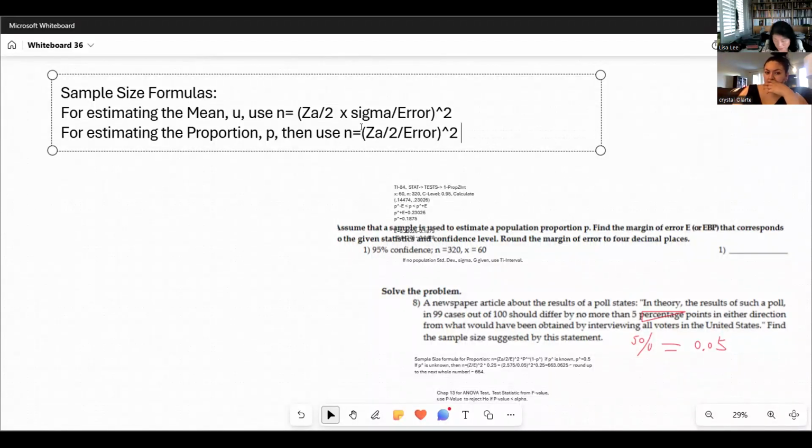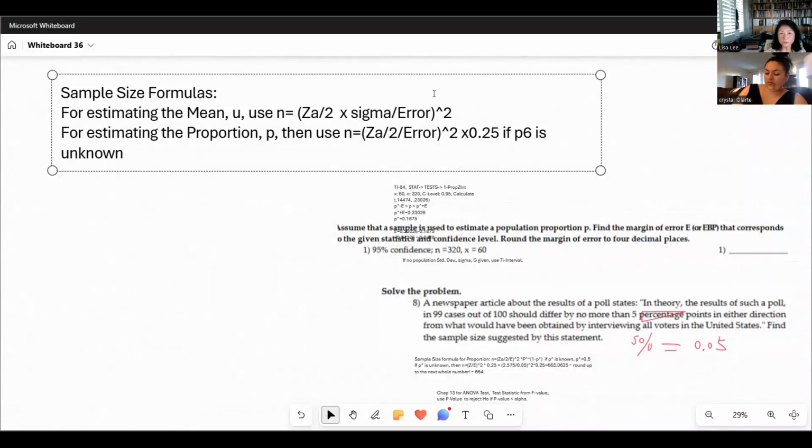Then after this, you decide, okay? You are going to multiply 0.25 if p hat is unknown. Some problem didn't give you any prior knowledge about the proportion at all for some survey, right? They didn't mention anything, okay?